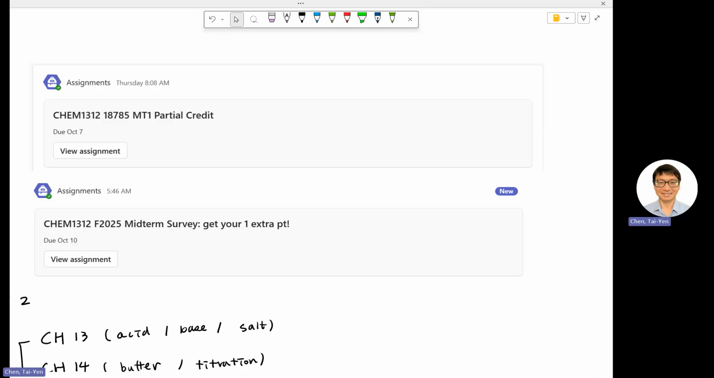If you click your assignment, there are very detailed steps you need to follow. So make sure you follow all those steps. Don't just submit your partial credit request. All of them will be graded by next Friday, and you will see your grades updated on Canvas. So that's the first thing.